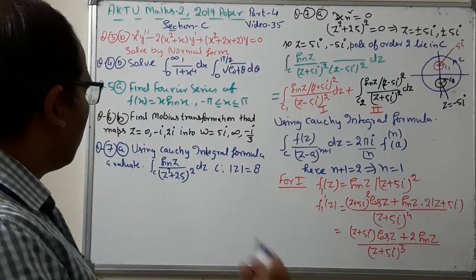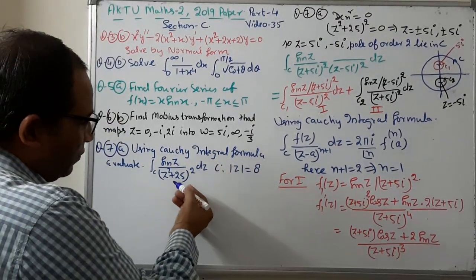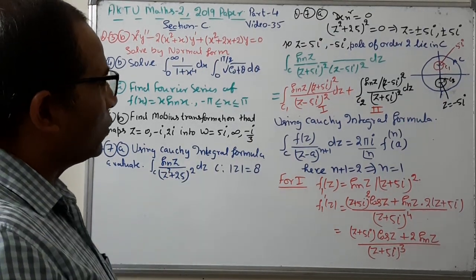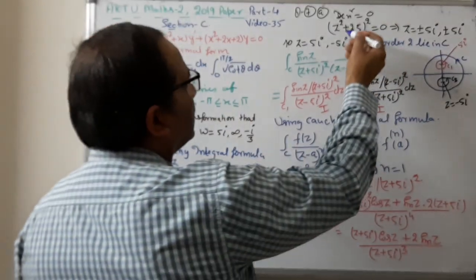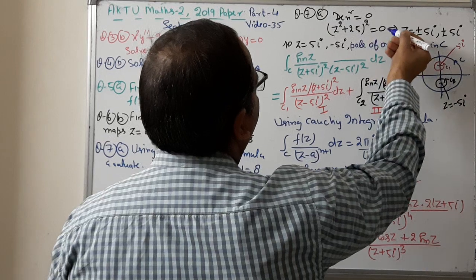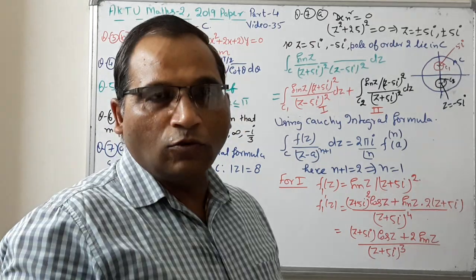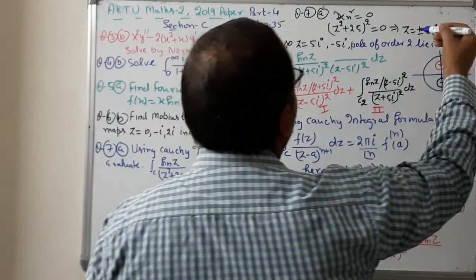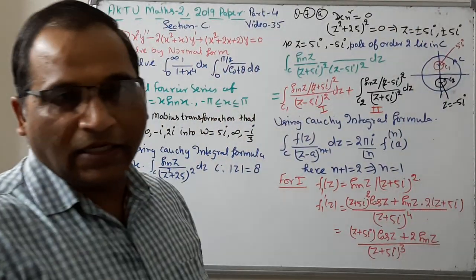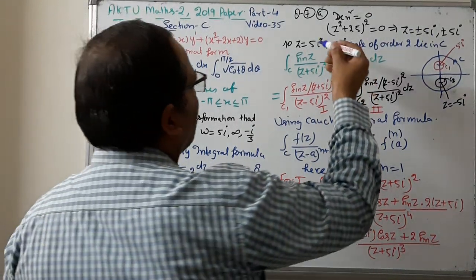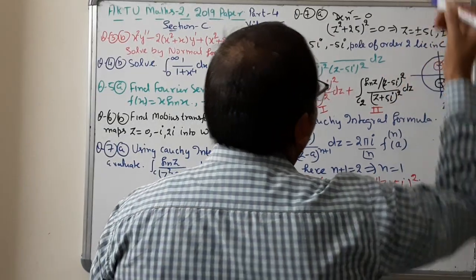We start from question number 7, that means module 5. To find the value of this, first we have to find the singularity. For singularity, put the denominator equal to 0. We get (z square plus 25) whole square equal to 0. Z square plus 25 we can write as (z plus 5i) into (z minus 5i). So we get z equal to plus minus 5i and plus minus 5i. Because the power is 2, we get the same root repeated. That's why we say z equal to 5i and minus 5i are poles of order 2.